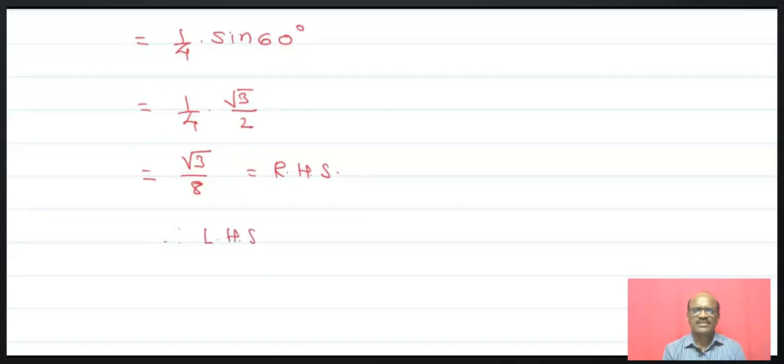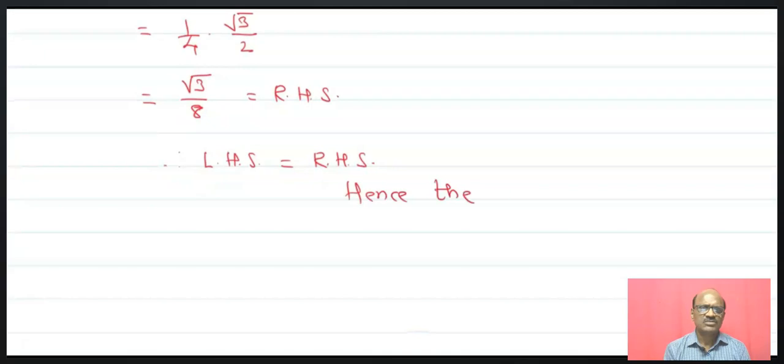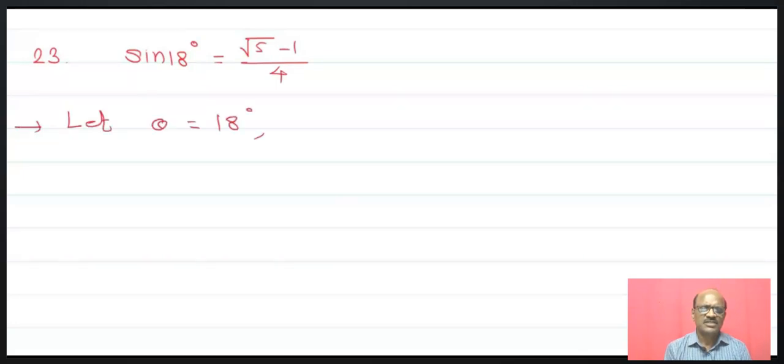Now the next is, and hence LHS is equal to. Now the example number 23. Sin of 18 degree is equal to root 5 minus 1 upon 4. And for example number 16, I told that I will explain how to find out the value of sin of 18 degree.